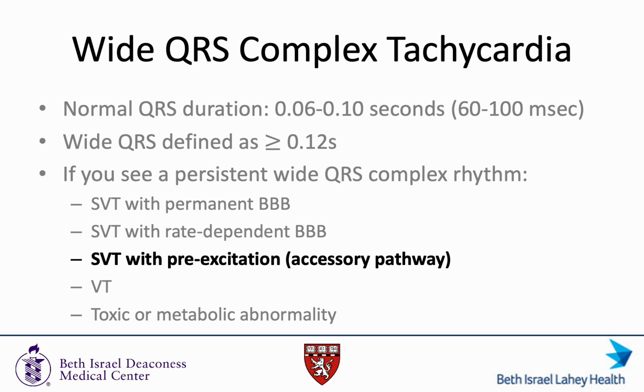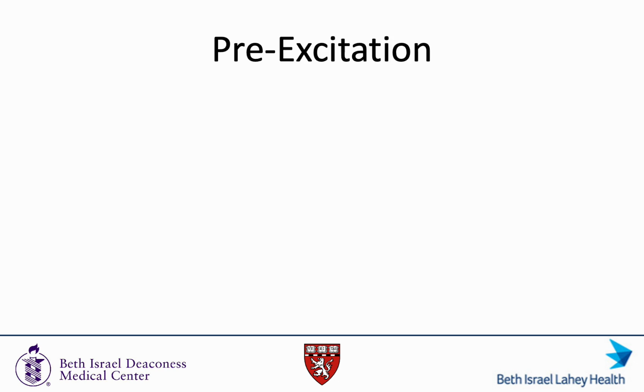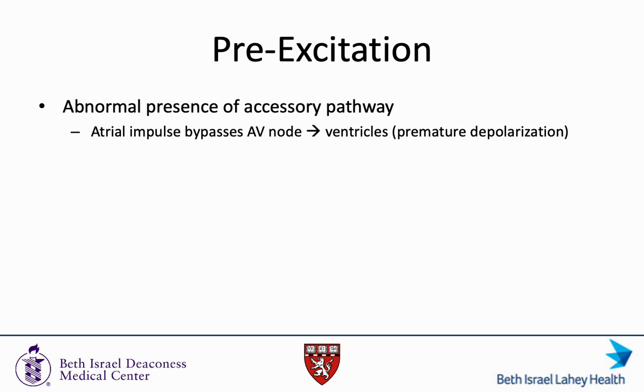Next, let's quickly discuss pre-excitation as it relates to wide complex rhythms. Pre-excitation is a condition where there is abnormal presence of an accessory electrical pathway connecting the atria to the ventricles. An atrial depolarization can therefore reach the ventricles through a pathway that does not involve the AV node. Remember that the AV node includes a certain electrical delay to prevent abnormally rapid impulses from reaching the ventricles. As a result, an atrial impulse reaching the ventricles through an accessory pathway causes premature firing of the ventricles.